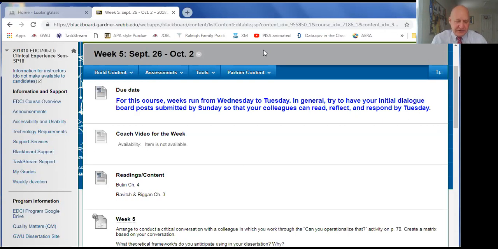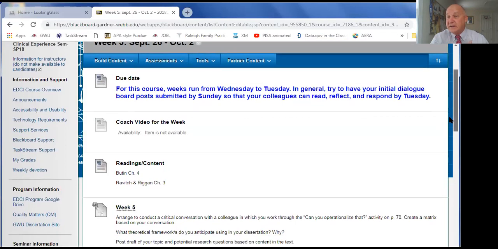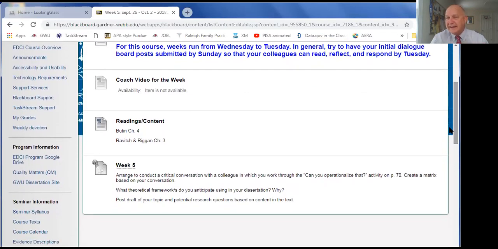So have a professional conversation with a pal. Natalie and Jody talk to one another. Janet, find someone to speak with, and work through a table like this. Can you operationalize and answer your research questions? Would you be able to do this? Is it doable? So create a matrix based on the conversation.